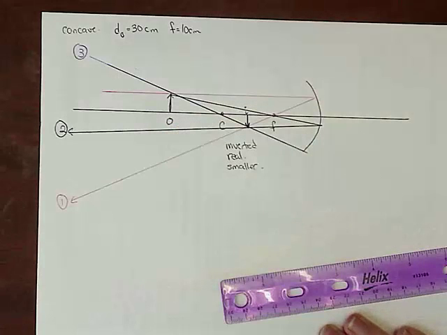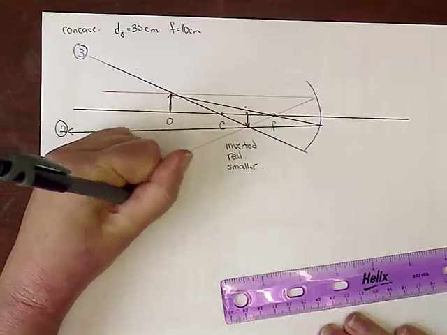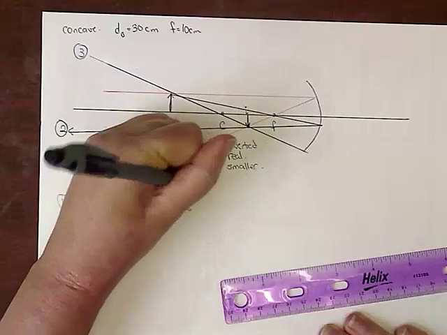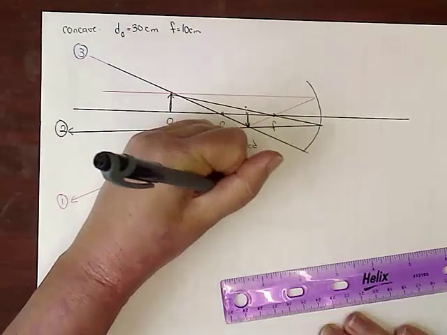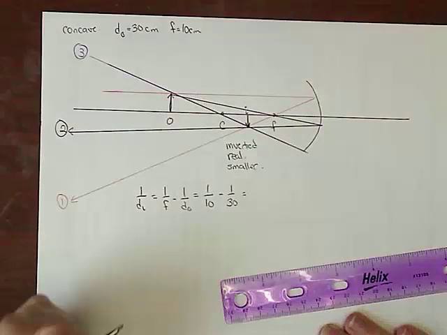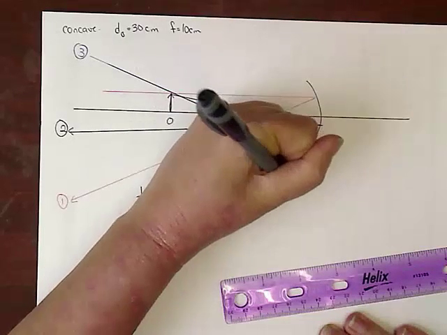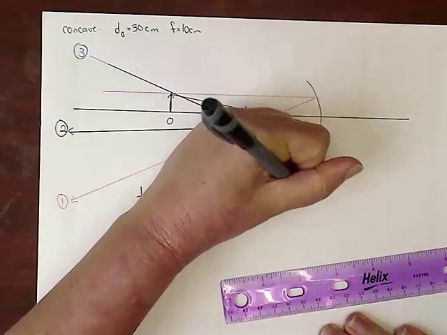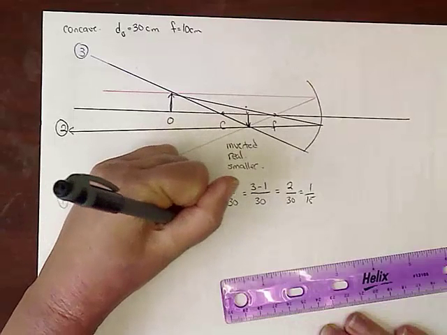You remember the equation for magnification is DI over DO. So if the image is closer to the mirror than the object is, it's going to be smaller than the object. All right, let's do our equations. 1 over DI is 1 over F minus 1 over DO. So 1 over F is still 10. DO is 30. So our least common denominator is going to be 30 again. So I've got 3 over 30 minus 1 over 30. So I get 2 over 30, or 1 over 15. So DI is going to be 15 centimeters.